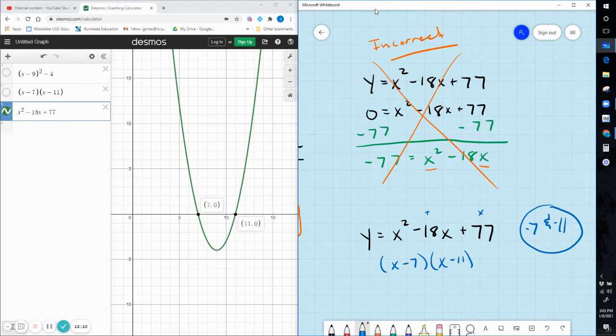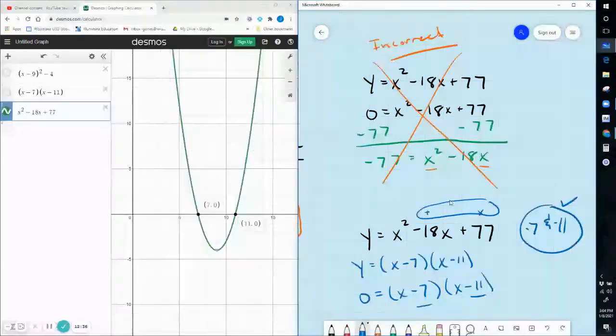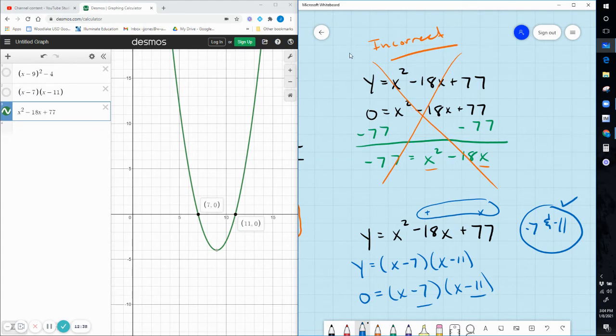Okay, so we know that those are the two numbers that make this true. And now we can set it equal to 0. And now we can figure out simply that the answers were 7 and 11, just like we did in the very, very first part of this example, right? So that is what we know so far. We know how to factor. We know how to take factored form and find the solutions. And we just learned how to do vertex form.